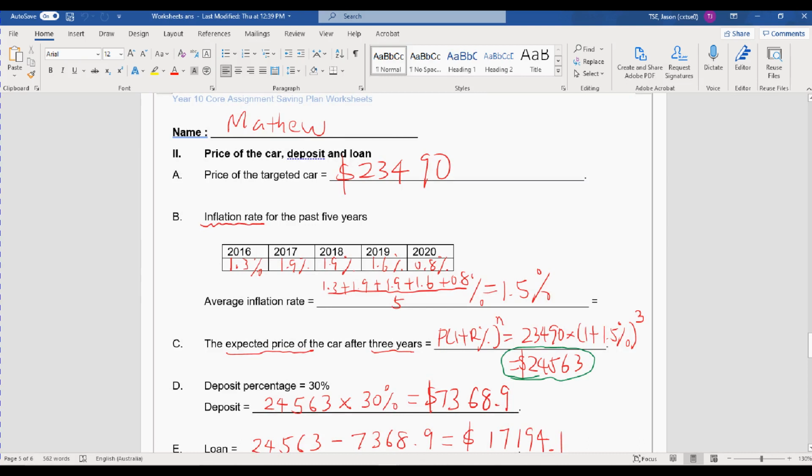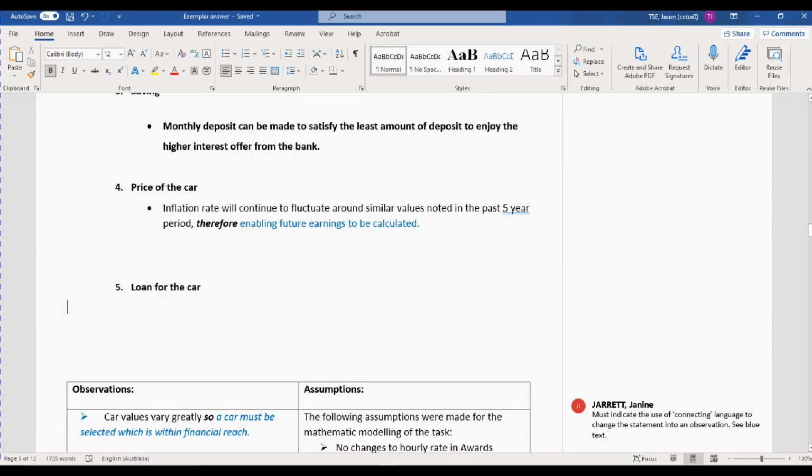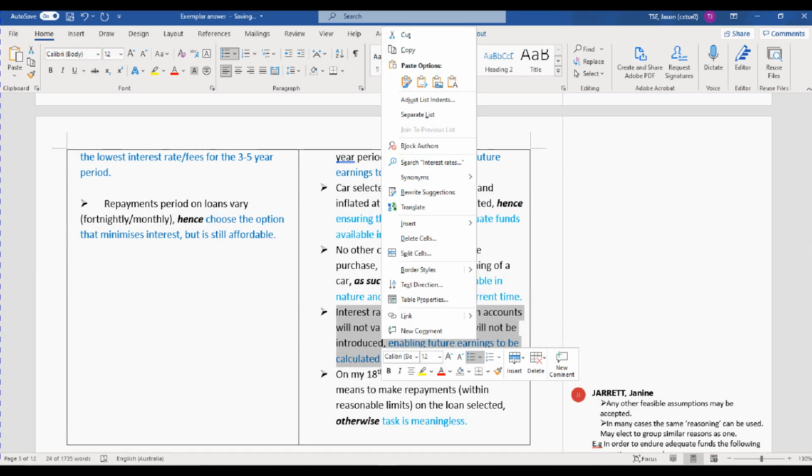Okay, so we did that in here. All right, so remember that's the worksheets for getting the loan. Okay, so in B, inflation rate for the past 5 years. So see, that's 5 years, and you calculate the average inflation rate as 1.5%, right? Okay, so that's quite important for our assumption. All right, so last one, the loan of the car, right? The loan of the car, okay, so I think this one is quite useful.